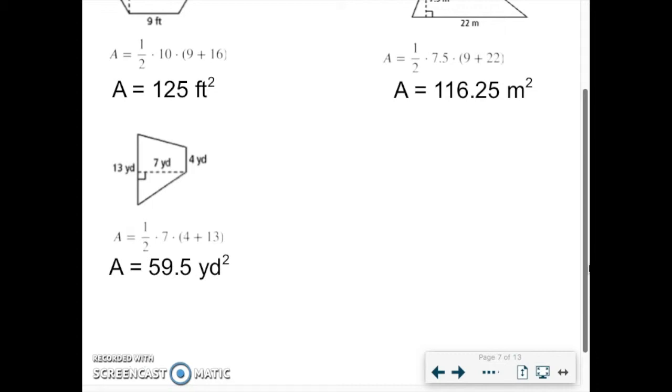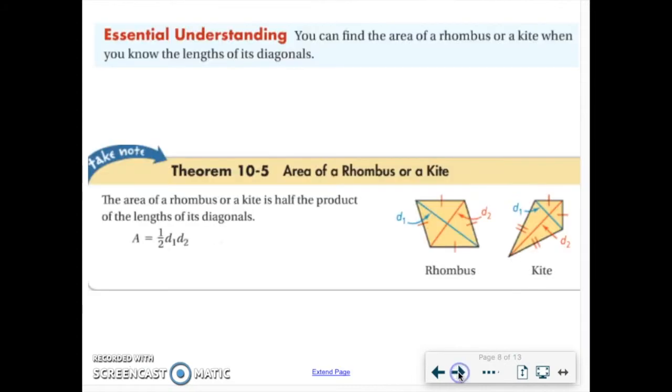Trapezoids can be pretty straightforward if I give you everything, or they can be a little tricky if you're missing the height or something like that. So we'll continue to practice a lot of those types of problems. All right, next thing we got to do is talk about rhombus and kite. They have the same formula, so they have a lot of things in common.